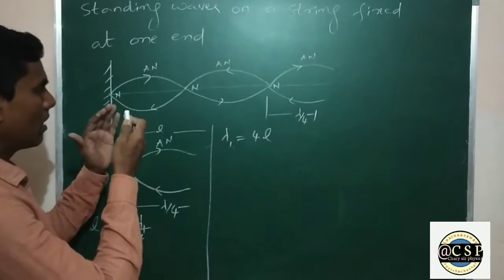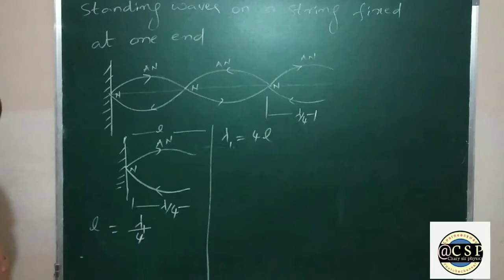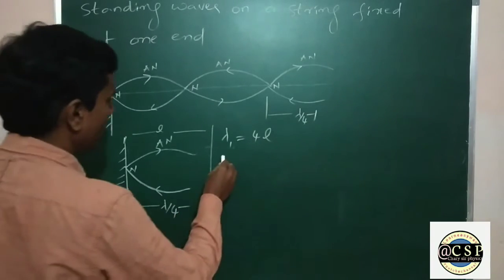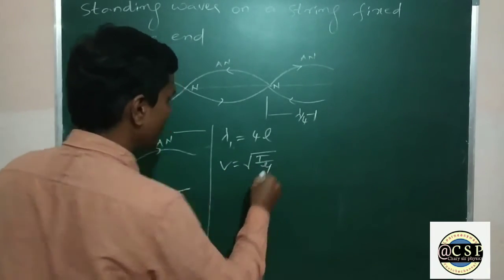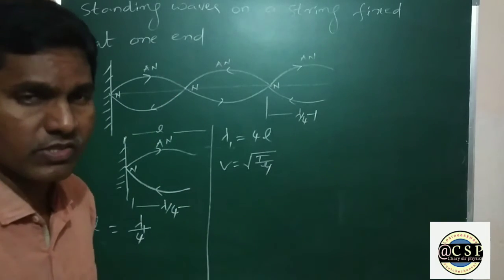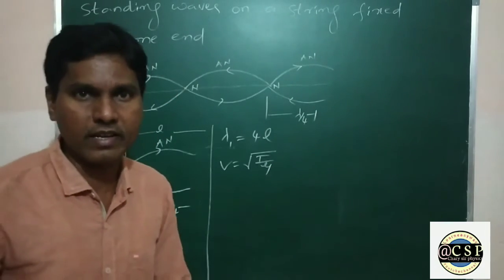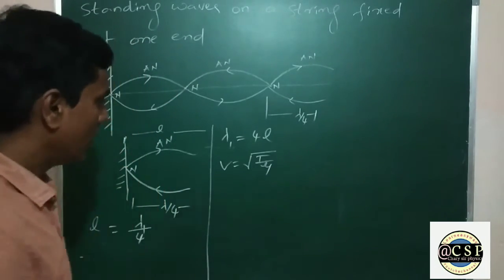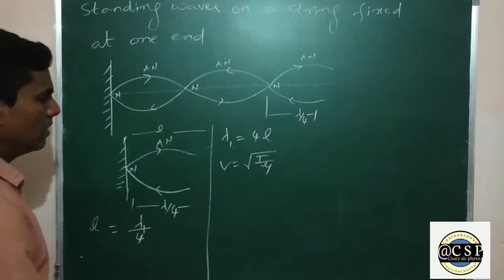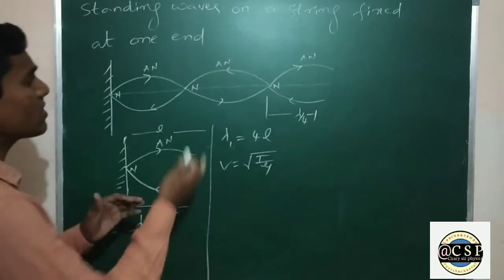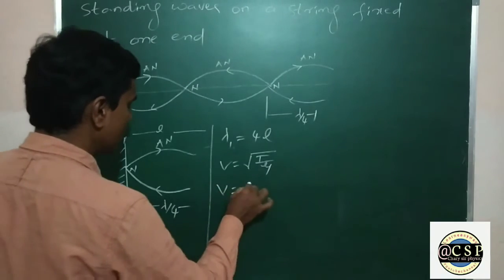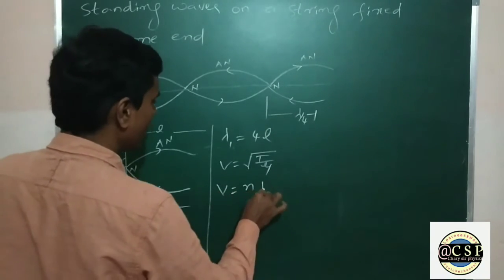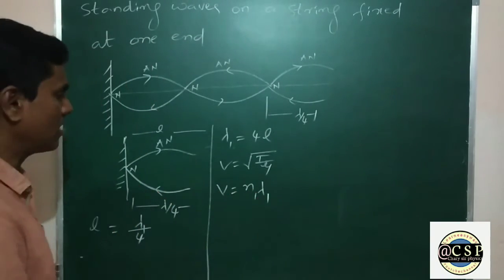Now the wave velocity, or speed of the wave, I can write as v equals under root of T by mu. We know that T is the tension in the string and mu is the linear density of the string. And v, the velocity of the wave after vibrating of the string, is equal to n1 lambda 1.